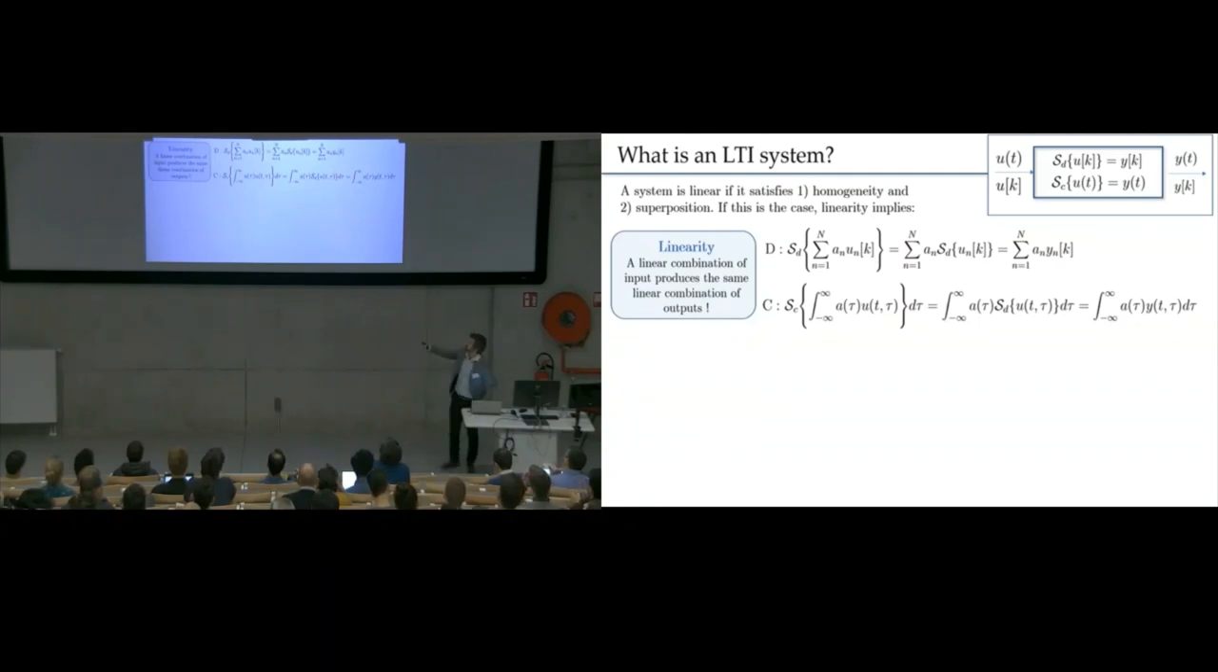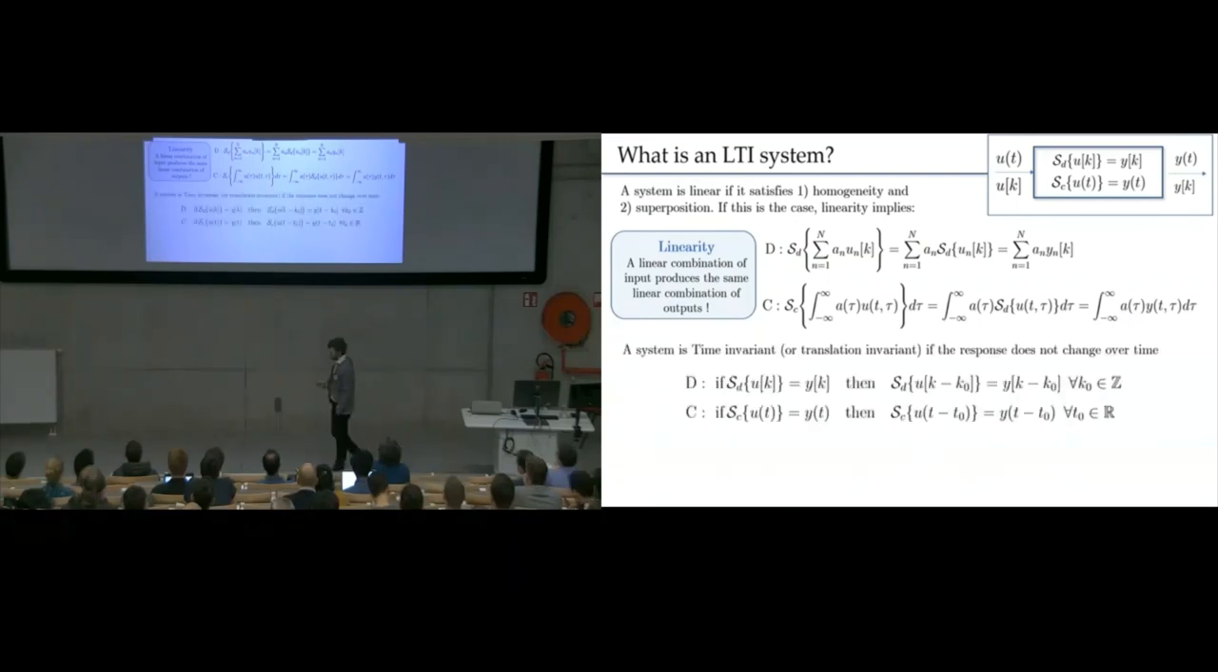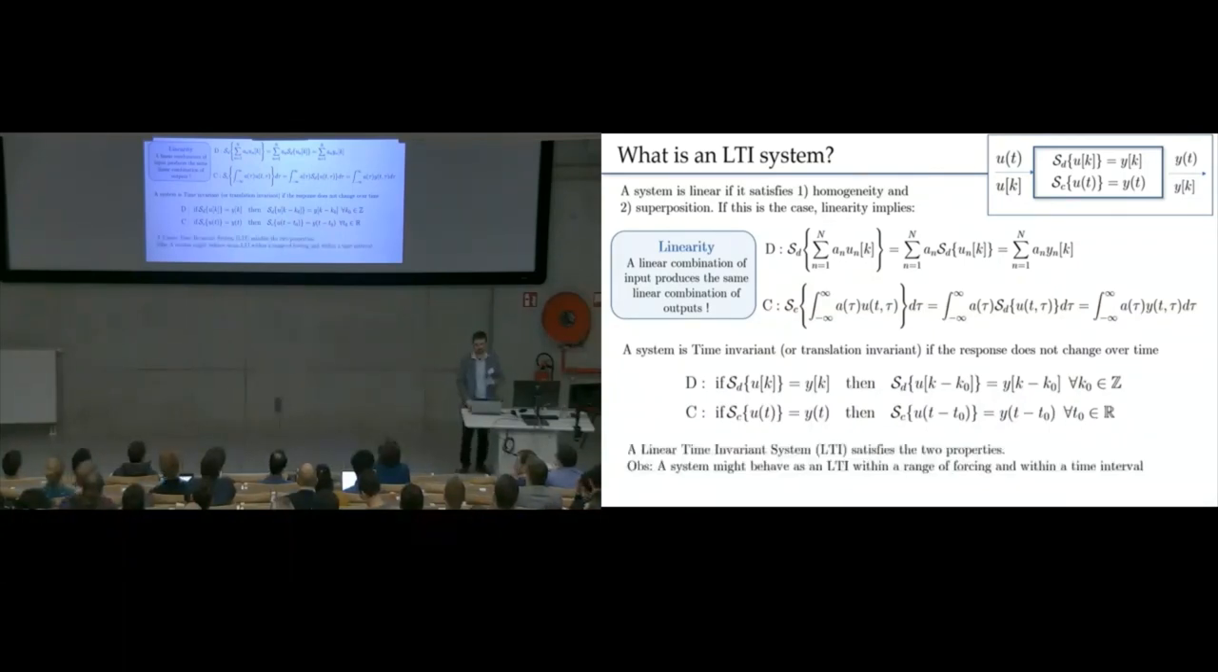And in the continuous case, you can consider infinitely close inputs and extend this idea into an integral. So linearity means that a linear combination of inputs produces the same linear combination of outputs. When I say the same, I mean that I have the same coefficients. And time invariance means simply that the system does not change its mind. So if I ask it how it responds to that at this particular time, and then I shift my input, then the output is the same, but just shifted. So that means time invariance. And an LTI system is both linear and time invariant.